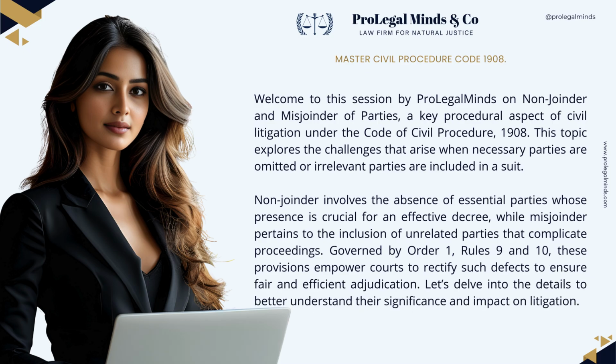Non-joinder involves the absence of essential parties whose presence is crucial for an effective decree, while misjoinder pertains to the inclusion of unrelated parties that complicate proceedings. Governed by Order 1, Rules 9 and 10, these provisions empower courts to rectify such defects to ensure fair and efficient adjudication. Let's delve into the details to better understand their significance and impact on litigation.